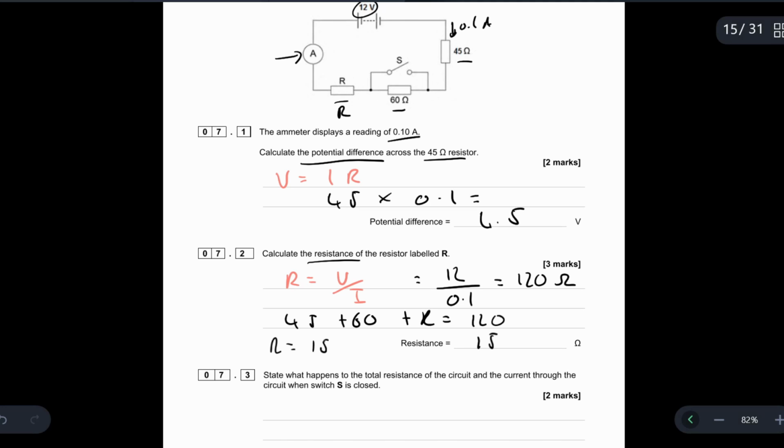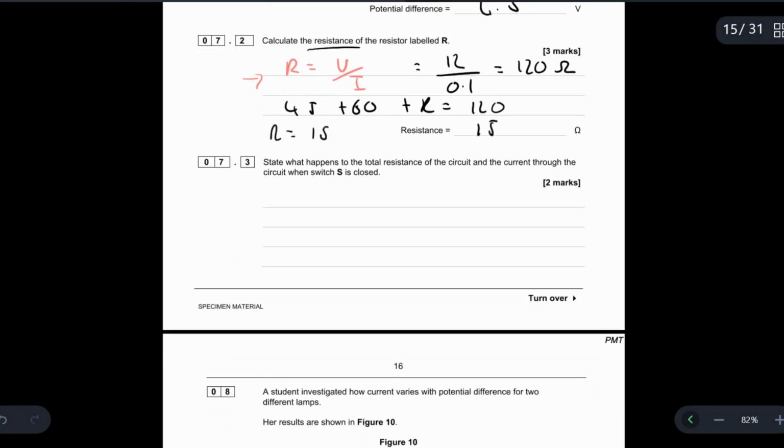Okay, so in this case, what we had to do first of all was do this initial step here where we had to work out the total resistance of the whole circuit. And once we did that, we could simply use the fact that the resistances in series add up to the total resistance.